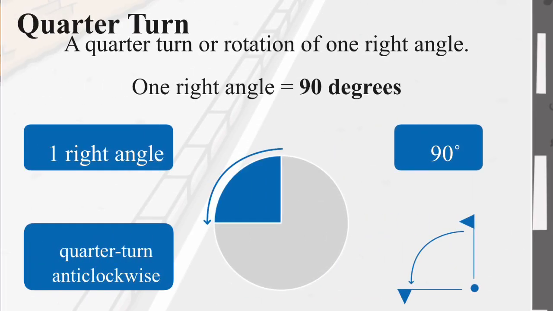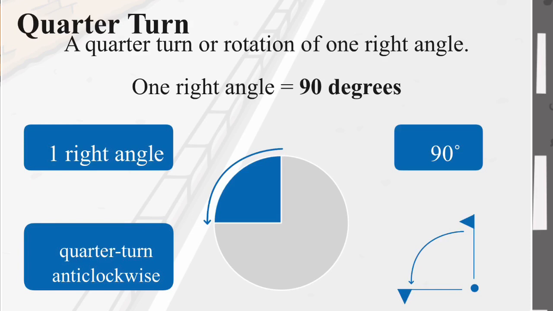In this example, nearly everything is the same, but can you spot something that has changed? Hopefully you'll have spotted that the direction of the turn is going in the opposite direction than our last example. It is turning anti-clockwise. So we can describe this as a quarter turn anti-clockwise or a 90-degree anti-clockwise turn.